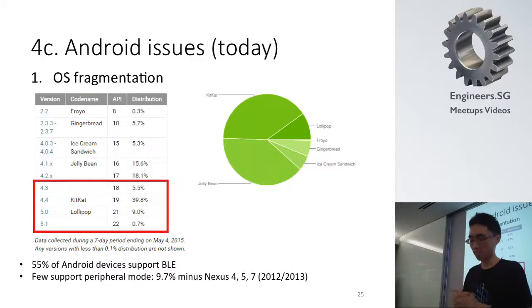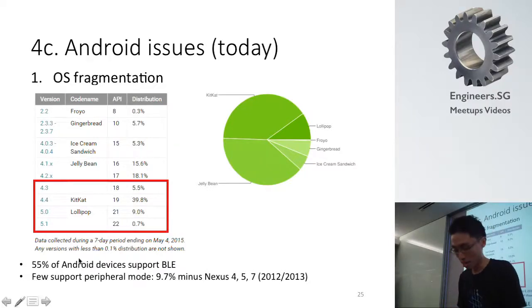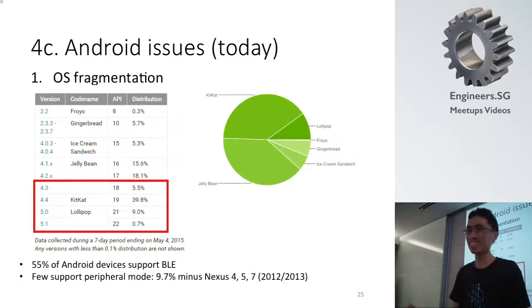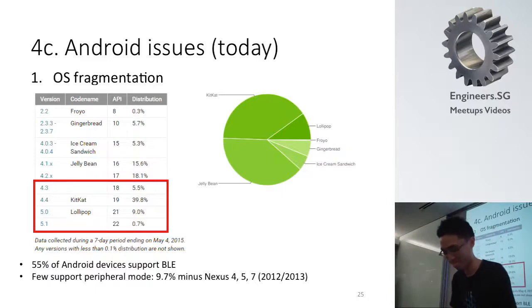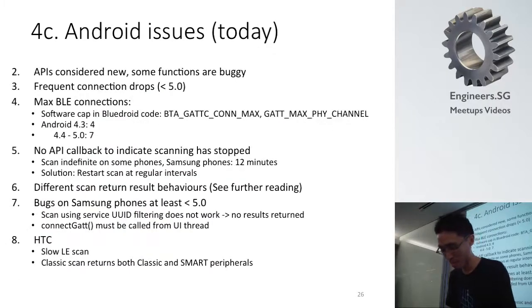Only 55% of Android devices support BLE, and even fewer support peripheral mode. You see here, Android supports peripheral mode as of Android 5.0, but many of the phones that actually have Android 5.0 do not support peripheral mode at the hardware level. So I'm not sure exactly how many devices actually support peripheral mode. Something to take note of.